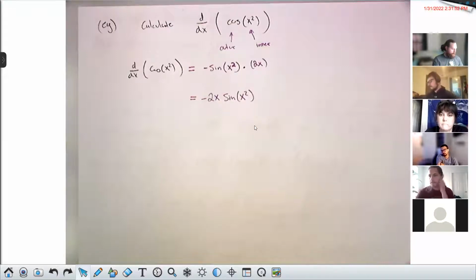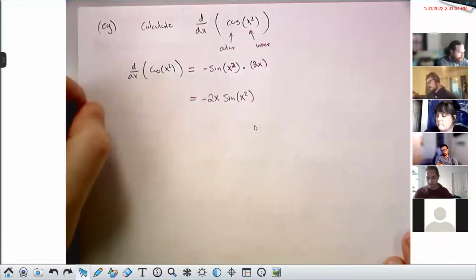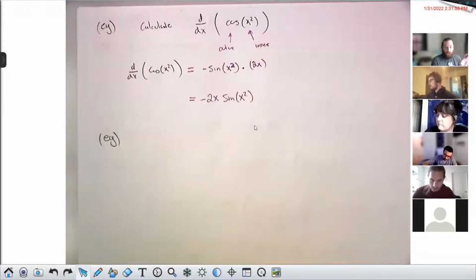Okay. So the very first one we could have done either way. This last one, we need the chain rule. There's no way to attack this with identities because there is no nice identity for the cosine of x squared.